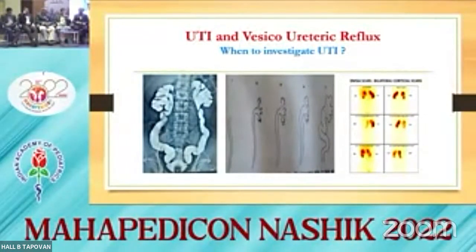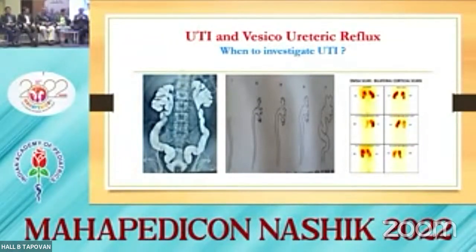Or if the child is a known case and has come with breakthrough UTIs, again, you have to investigate aggressively. Or if the patient with urinary tract infection comes with a presentation like urinary dribbling or retention of urine symptoms, then you have to investigate the child thoroughly. Or if you are suspecting some underlying anatomical abnormality with the urinary tract infection, you have to investigate the child thoroughly.